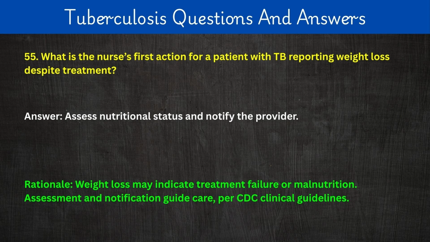55. What is the nurse's first action for a patient with TB reporting weight loss despite treatment? Answer: assess nutritional status and notify the provider. Rationale: weight loss may indicate treatment failure or malnutrition. Assessment and notification guide care, per CDC clinical guidelines.